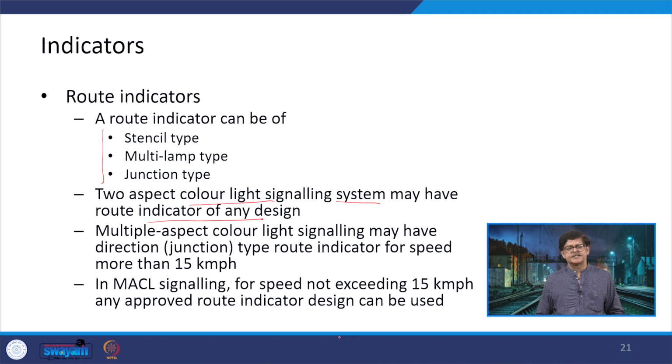Multiple aspect color light signaling may have direction or junction type route indicator for speeds more than 15 kilometers per hour. In fact, this can also be used for any speed limit, because if it is being allowed for more than 15 kilometers, then any value can be there. Whereas in the case of MECL signaling, the speed not exceeding 15 kilometers, any approved route indicator design can be used, usually stencil type or multi-lamp type.